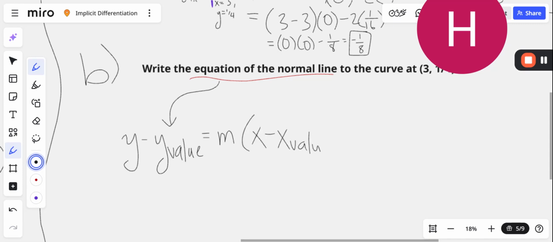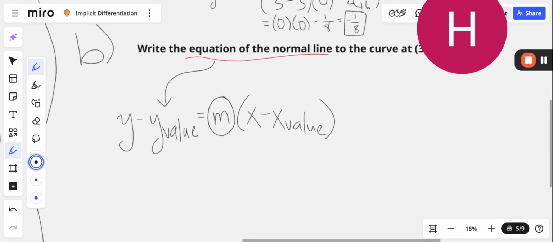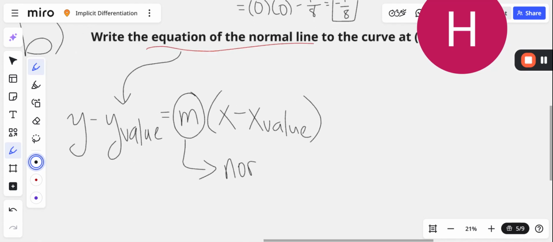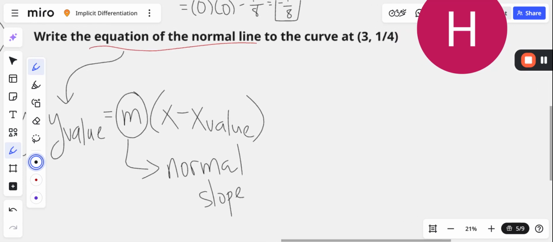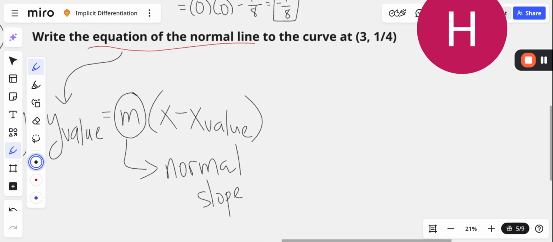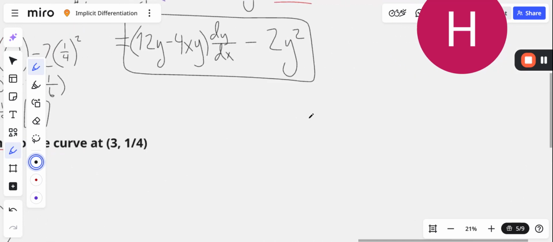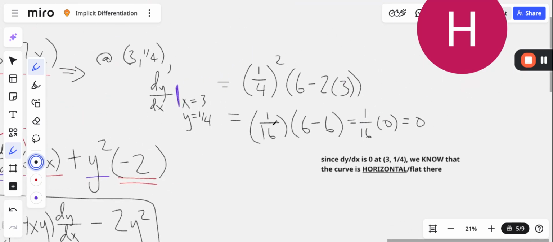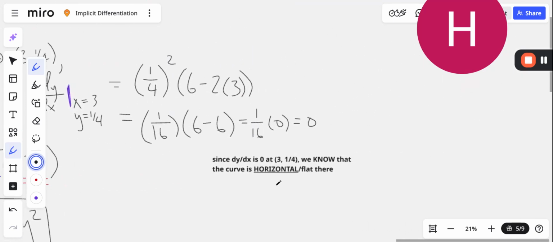This is the point slope equation, which is a very common form of the line that you're going to use in calculus. M stands for the slope, of course, but in this case, it's not going to stand for the tangent slope. It's going to stand for the normal slope, or in other words, the negative reciprocal of the tangent slope. And that's where it's really important to understand the nature of the tangent line at the point, which is why I had you look at the derivative again. The derivative tells us that the curve is horizontal at that spot.